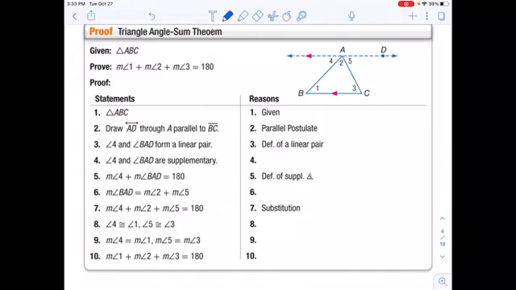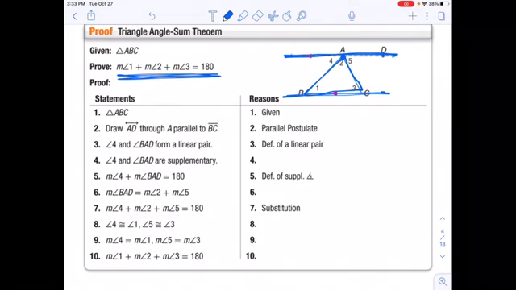So we start out and we are only given that ABC is a triangle. From there, we are trying to prove that the measures of the interior angles 1, 2, and 3 equal 180. So we can take a big leap and say that there's a line AD parallel to BC through point A. If you recall, we talked about the parallel postulate. That is what you can say for that, okay?